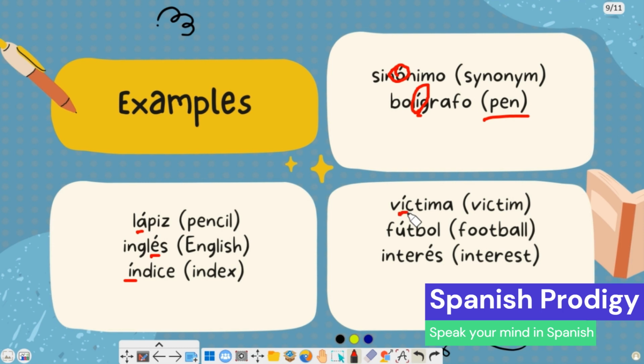And then víctima. Víctima. The stress is placed on the I, which means victim here again, and then fútbol. Fútbol. The stress is placed on the U because it has an accent mark over it, meaning football, and then interés. Interés means interest. The stress is placed on the E because it has an accent mark over it.